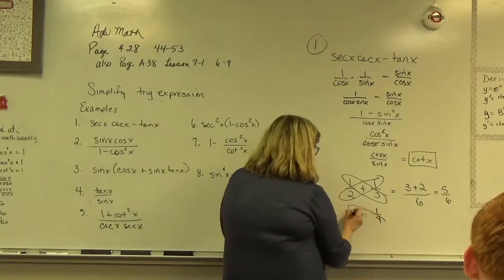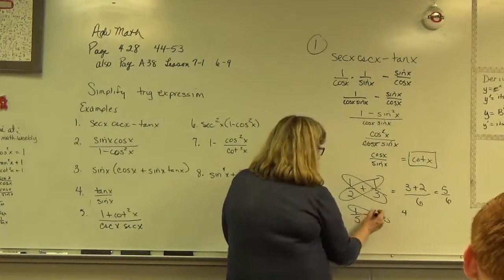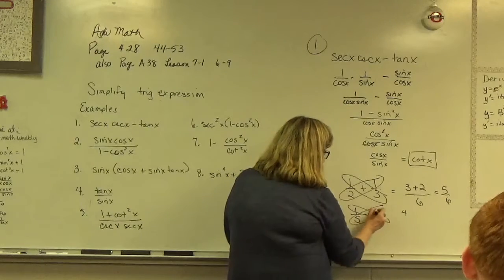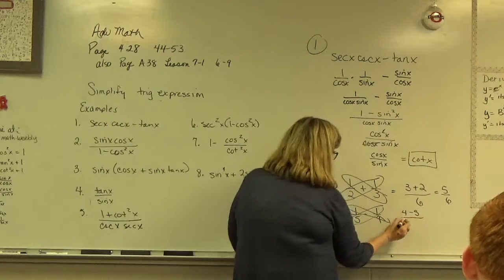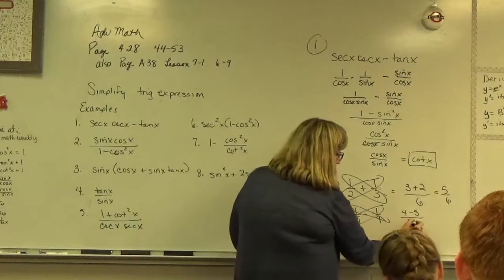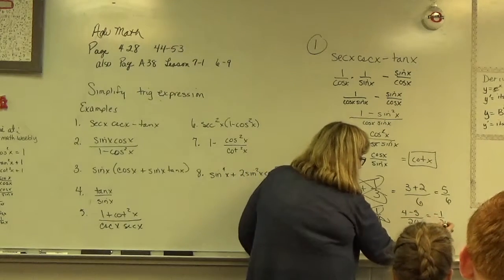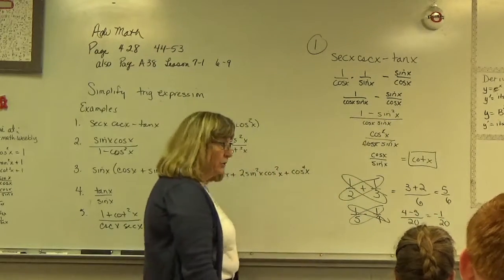So it'd be 4. The minus goes with the 1, so that'd be a -1 times 5. And on the bottom you've got 20? Yes, so it'd be -1 over 20.